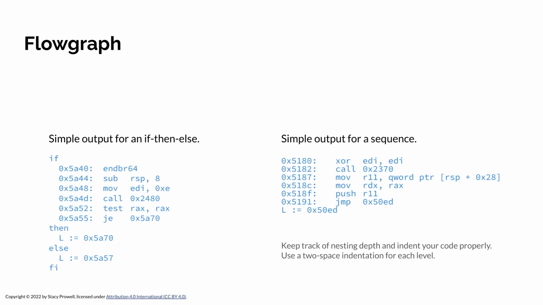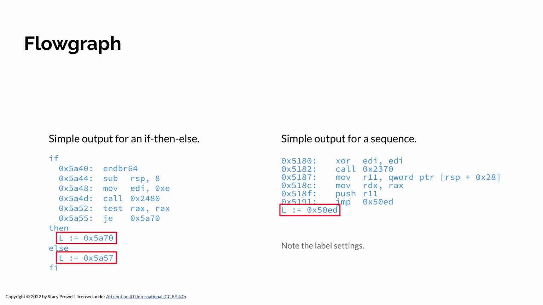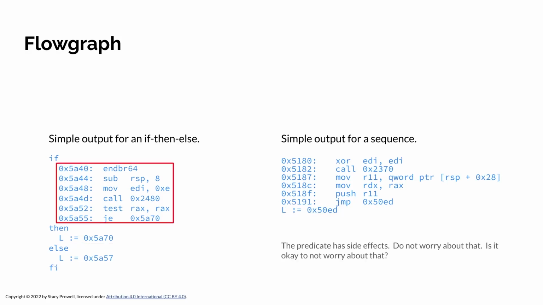Now, I recommend you keep track of the nesting depth and indent your code properly. And you may say, Stacy, why? This is going to indent once. We'll get to that in a minute. Also, it's worth noting that that predicate has side effects, and that's okay. Don't worry about the side effects. So be sure your label settings are correct. You should be pointing to the next instruction to execute, or the next basic block to execute. And don't worry about the side effects from the predicate for this exercise. But I want you to ask yourself, should you? What could be a problem out of that? Think about that for just a little bit.